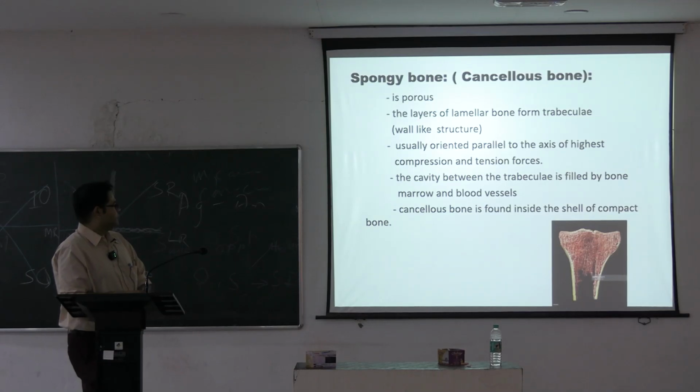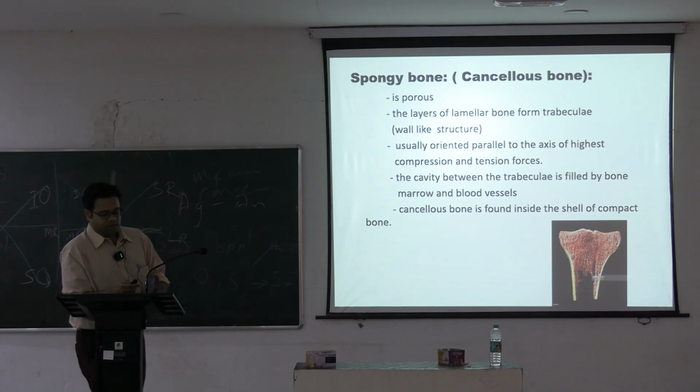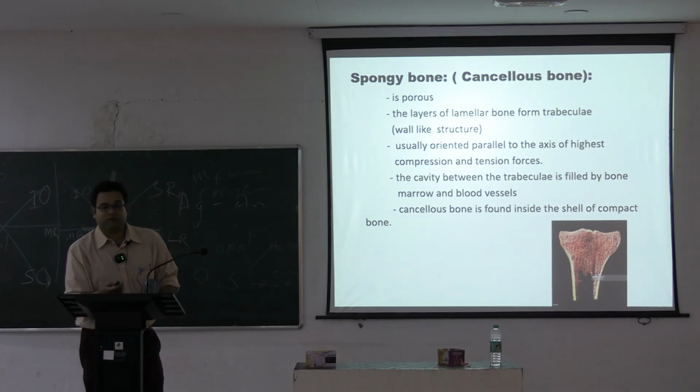Now, the cavity between the trabeculae is filled by bone marrow and the blood vessels. What is the purpose of these blood vessels? The bone marrow, what purpose does the bone marrow serve in the body? Hematopoiesis? Hematopoiesis, yeah, exactly.